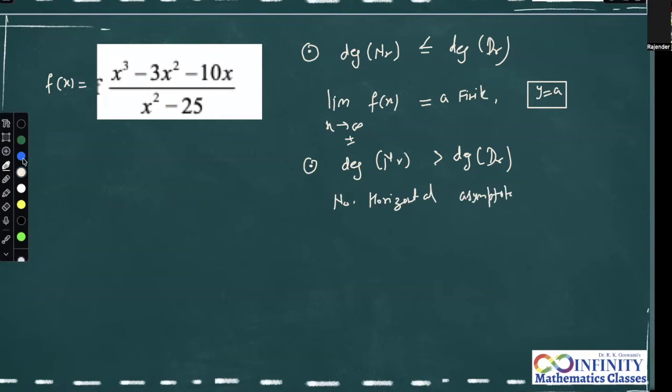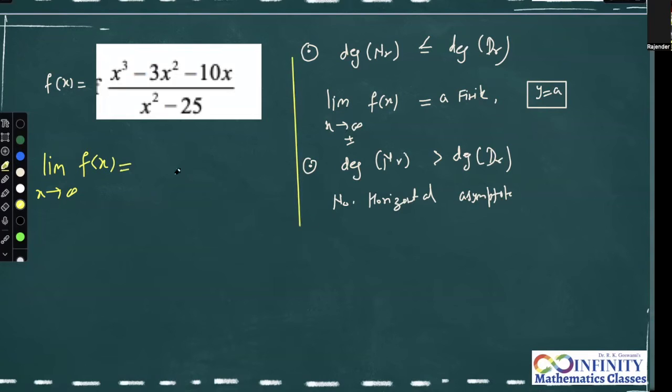So why am I telling you this? Because I can observe the degree of the numerator is 3 and the degree of the denominator is 2. So certainly there is no horizontal asymptote. If the degree of the denominator is either equal or bigger, then yes, there will be a horizontal asymptote. How can I verify this statement? Apply the limit as x tends to infinity. If it is finite, then we have a horizontal asymptote, otherwise no.